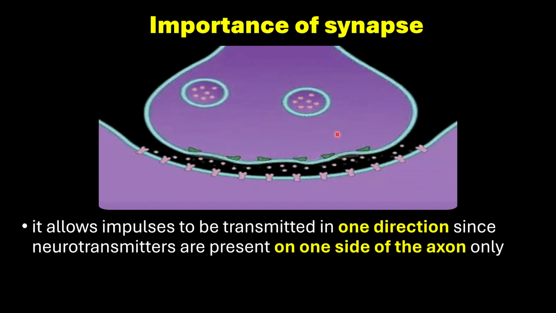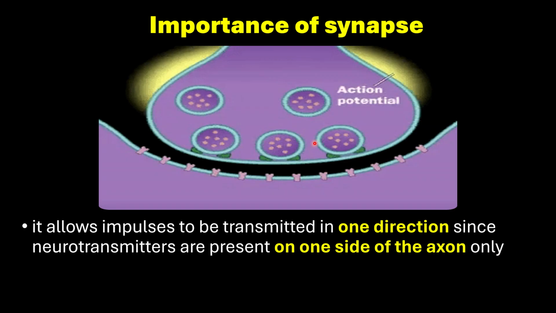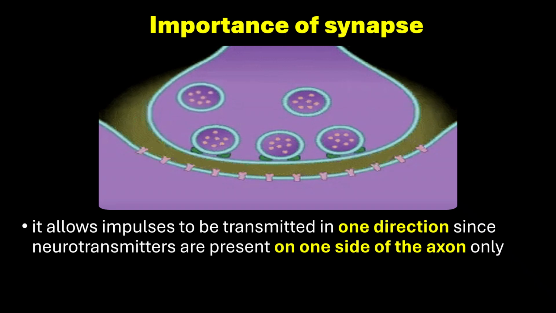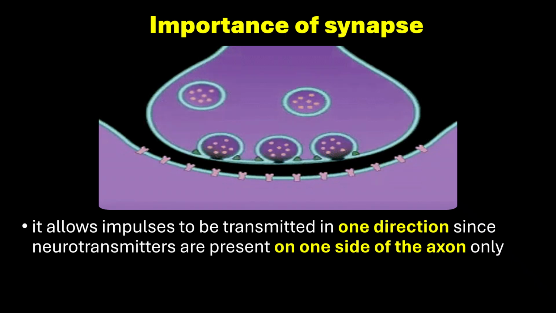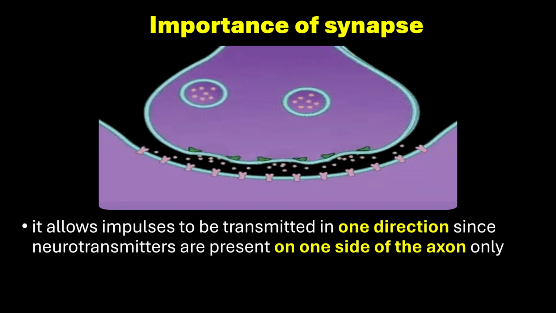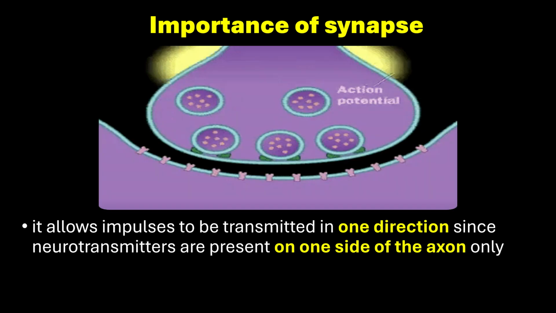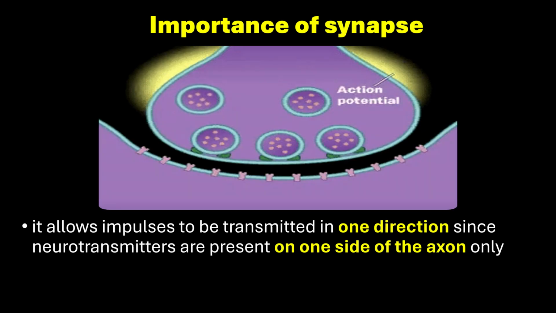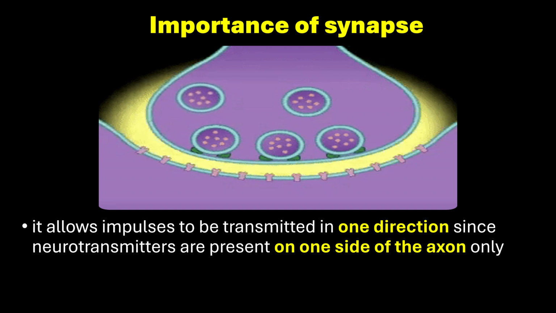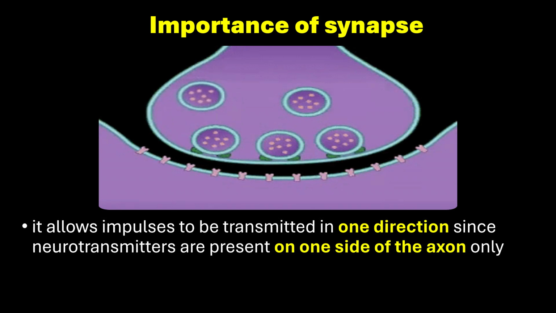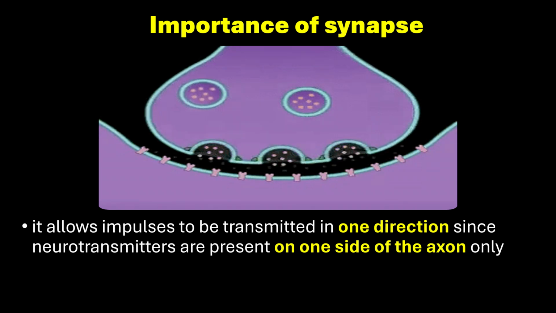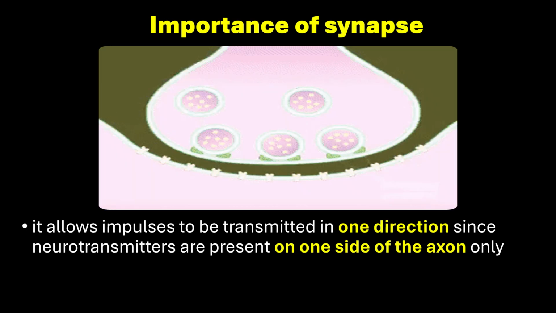The neurotransmitters are only found on the axon. There are no neurotransmitters in the dendrite. So the dendrite cannot transmit impulses to the axon because it lacks neurotransmitters.